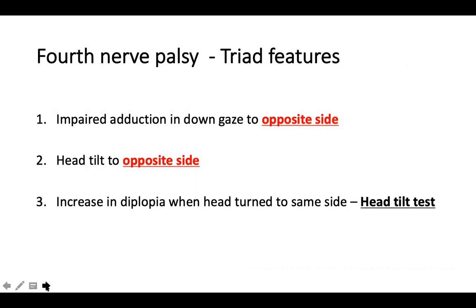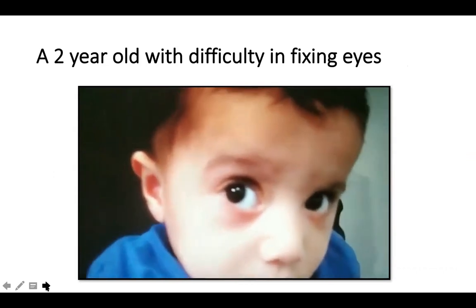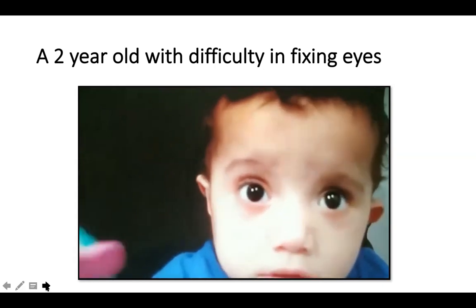So a triad of features of fourth nerve palsy is that there is impaired adduction in down gaze to the opposite side, there is a head tilt to the opposite side, and there's a diplopia that worsens on the opposite side. Diplopia also worsens by tilting the head towards the same side. So the fourth nerve has a typical triad: impaired adduction in down gaze, head tilt to the opposite side, and increase in diplopia when the head is tilted to the same side. Okay. So this is completing the fourth nerve palsy, which is a bit tricky. You need some understanding to see how the head gets tilted and how there is diplopia, right?